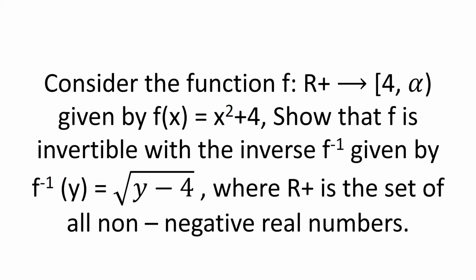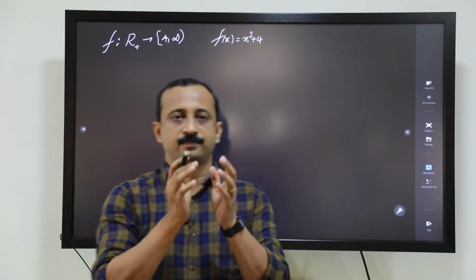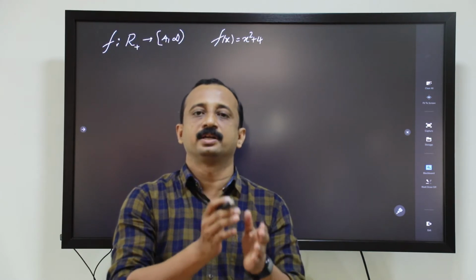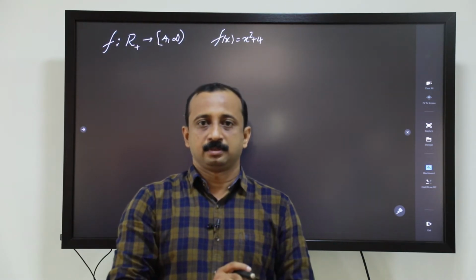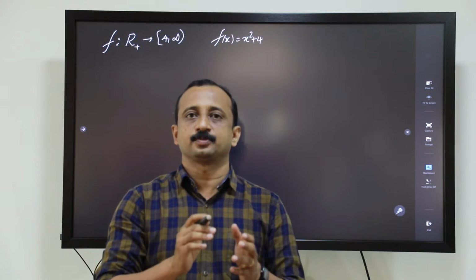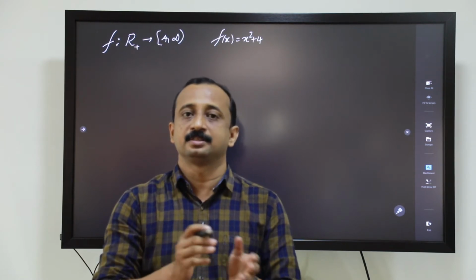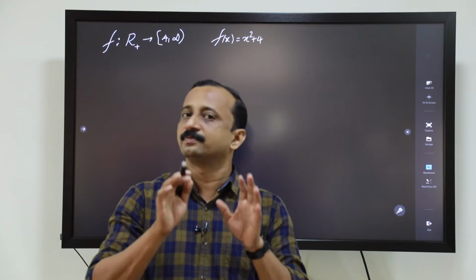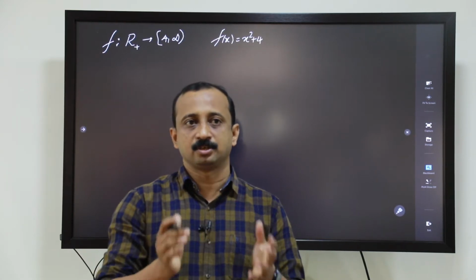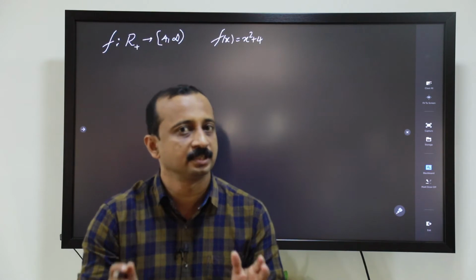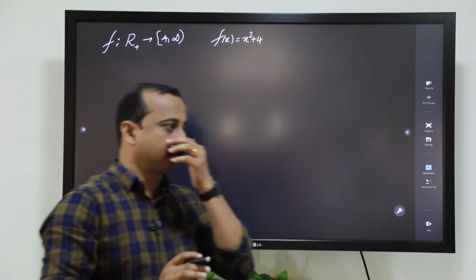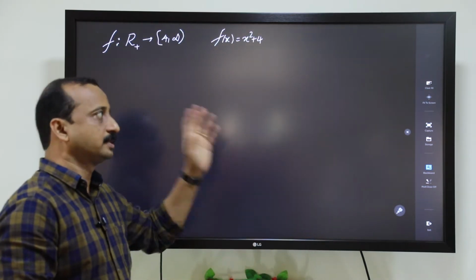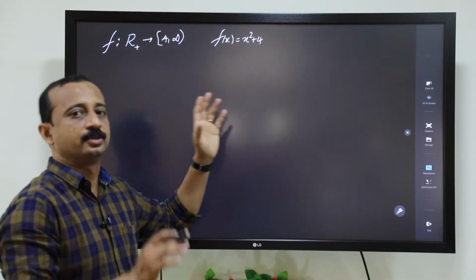Hence find f inverse. If a function is to be invertible, that means the function is one-one and onto, that is, bijective, or a one-one correspondence. Another term for this is an invertible function. So we have to show that our function is one-one and onto.